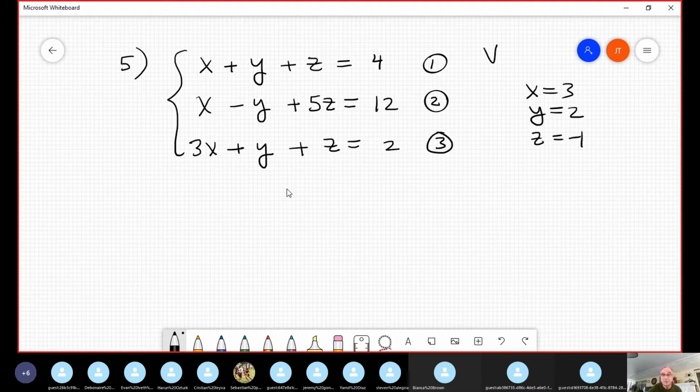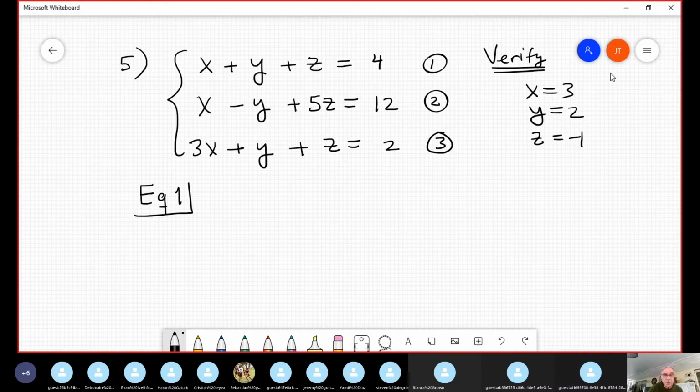Yeah, I need to verify. Entonces, what's the efficient way to verify? Is it solving the system or plugging in? Plug them into the first, to the second, and to the third. It must be true in all of them. Let's start with the easy one first. Let me organize the work in this way.